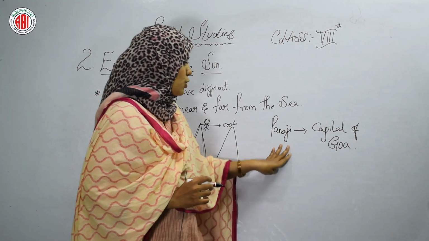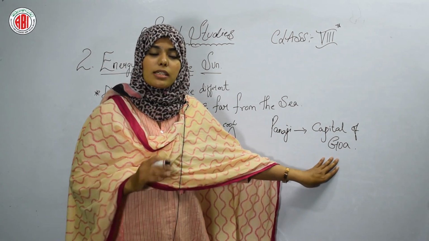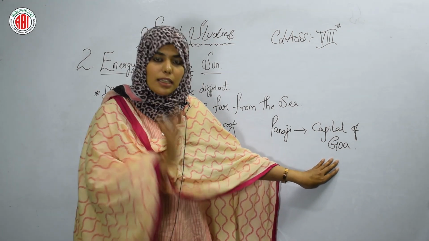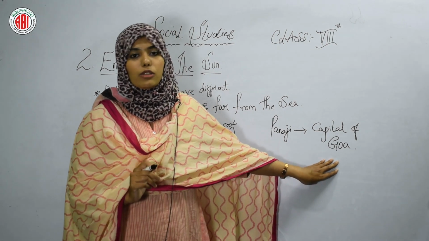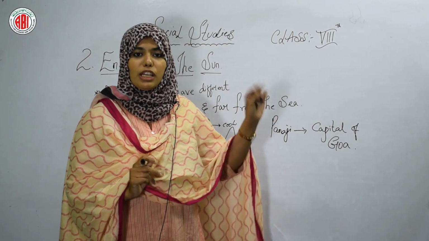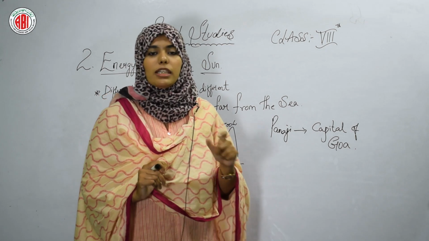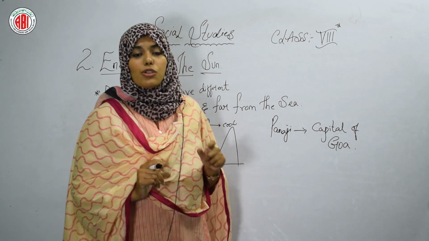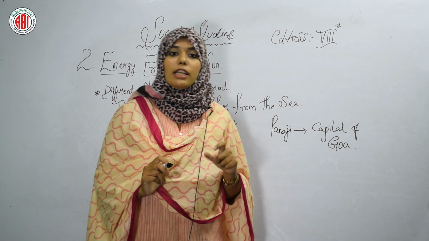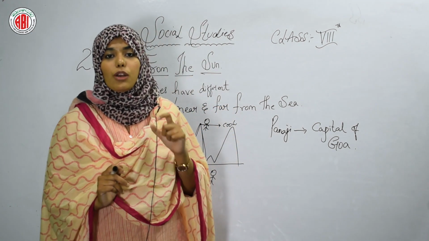Okay children, so in Goa the temperature is completely different. Why? Because it is located nearer to the seaside. Nearer to the seaside means which sea? The Arabian Sea is very close to Goa. If you see the map, then you will be able to find it. So it is very essential, students, that you should know where the places are located.